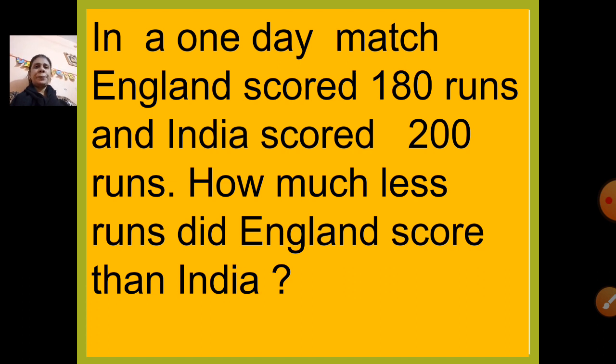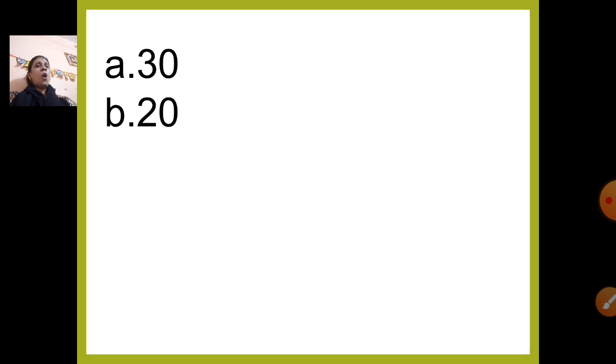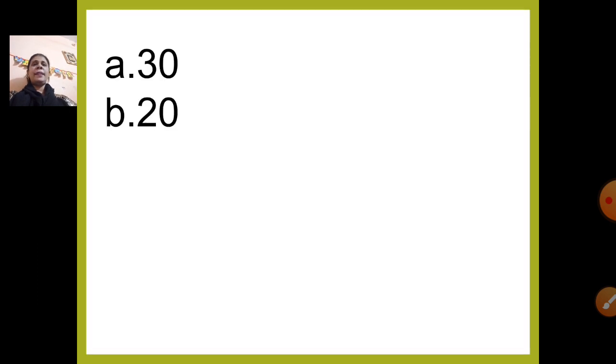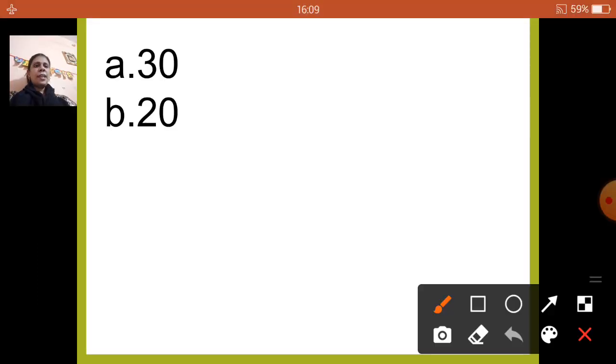Tell me children. Let's see the options. Option A 30 and option B 20. So what you are going to do is subtract 200 minus 180. When we subtract 200 minus 180, what answer are you going to get? Option A 30 or option B 20? Yes, option B, 20. Correct. 200 minus 180 is 20. Correct.